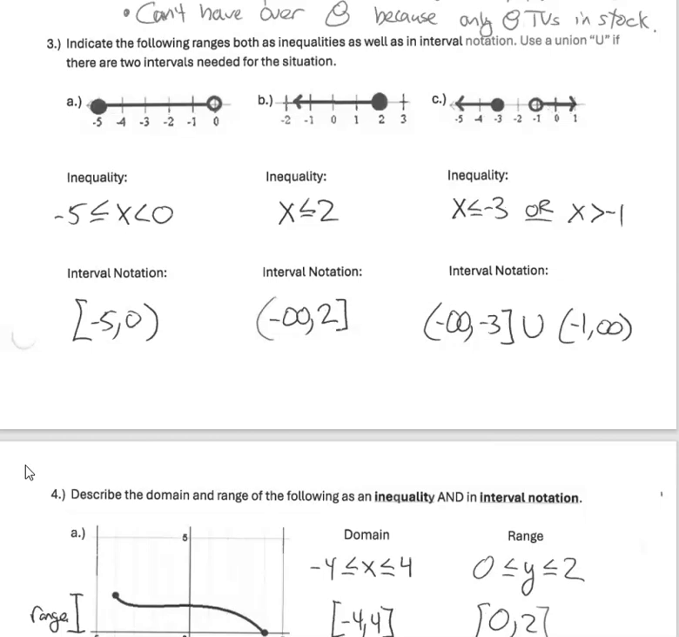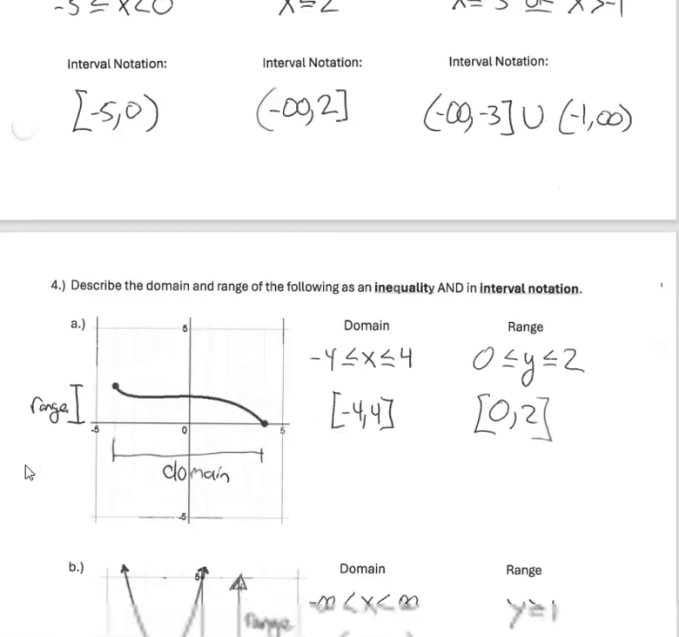The next one is going to be X is less than or equal to 2. So the way that we do that is going from -infinity all the way to 2, including 2 because you have the closed dot. The next one is an OR problem. You have X is less than or equal to -3, and you have X is greater than -1. When you do this as interval notation, you're going to want to use your union, and you're going to go from -infinity all the way to -3 inclusive, and then you're going to go from -1 non-inclusive to infinity non-inclusive, because you cannot have infinity as one of the answers.